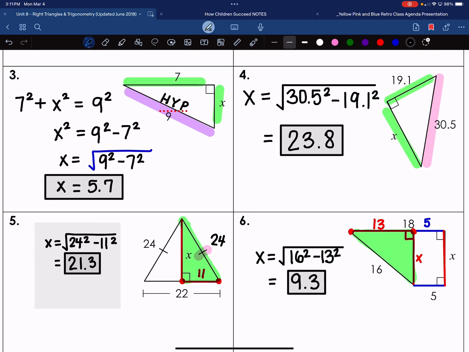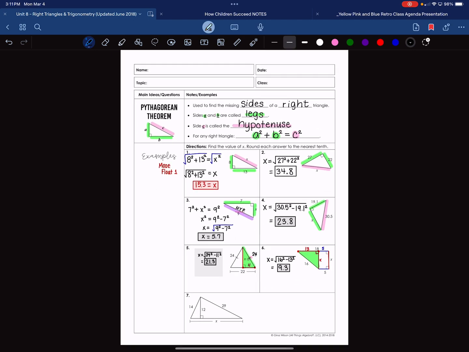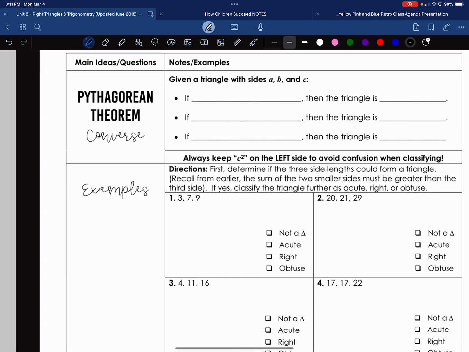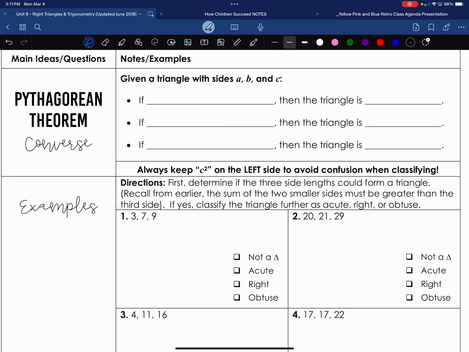On the back, let's talk about the converse. Okay, so flip over. The converse is kind of like putting a spin on the Pythagorean theorem. Yes, you can figure out missing sides of a triangle, but if they give you some numbers and say, hey, what kind of triangle is this? You can use this converse to figure out what kind of triangle it is.